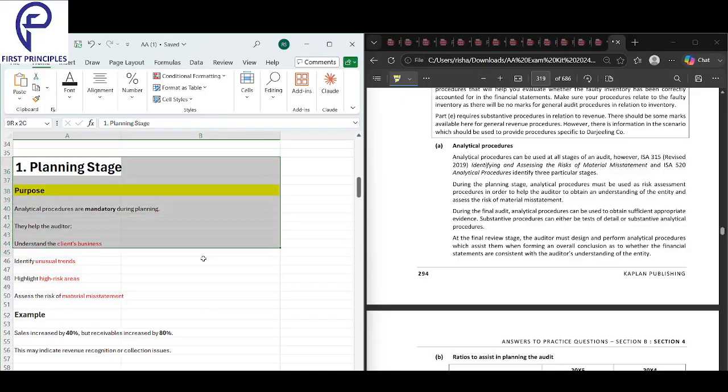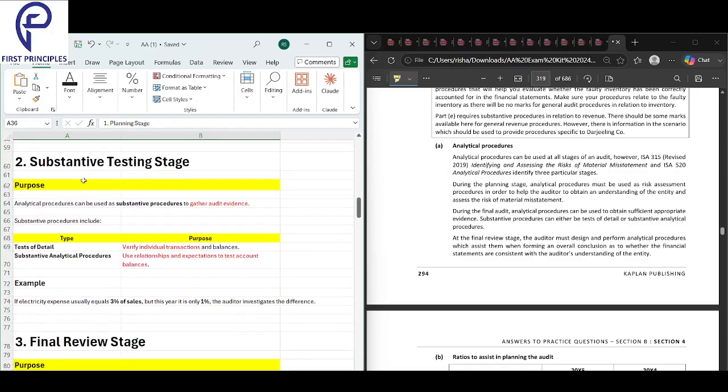Then we understood the planning stage. In the planning stage, what do we do? It helps us to understand the client business, to see trends, to find risk areas, and to find material misstatement. Then in the substantive testing stage, that is the main testing stage, it is used to gather the audit evidence.